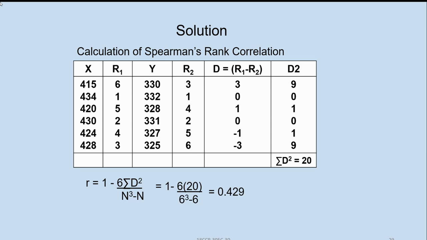Now 1 minus 6 into 20. Sigma d square is 20. 6 into 20 divided by the number of pairs. N is 6. So 6 cube minus 6 is 6 into 6, 36, 36 into 6, that is somewhere around 216. So that will come to 0.429. The correlation is 0.429.